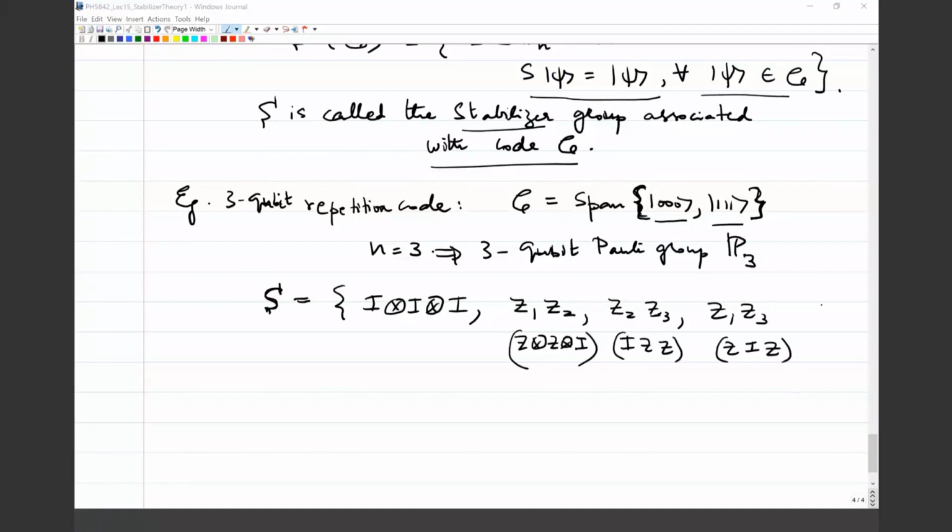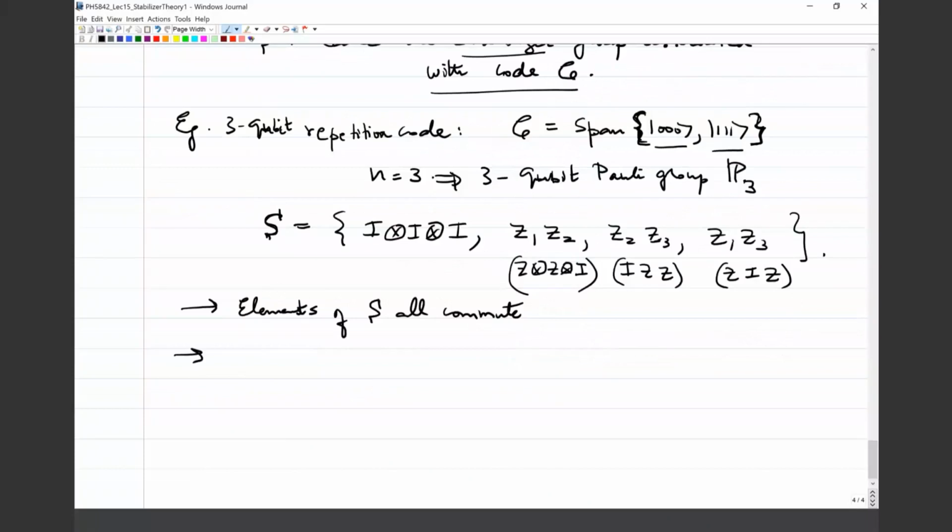Because I cannot have X. So if I cannot have X, then there's no question of there being Y anywhere, right? So that's it. From the set of all 3-qubit Pauli operators, I have identified a set of 4 operators which leave both 000 and 111 invariant. And you will notice, of course, that the elements of S all commute, right? And S actually is closed under multiplication.